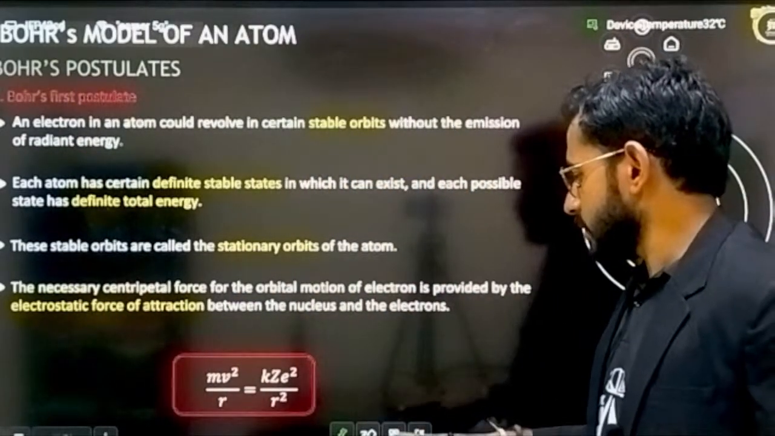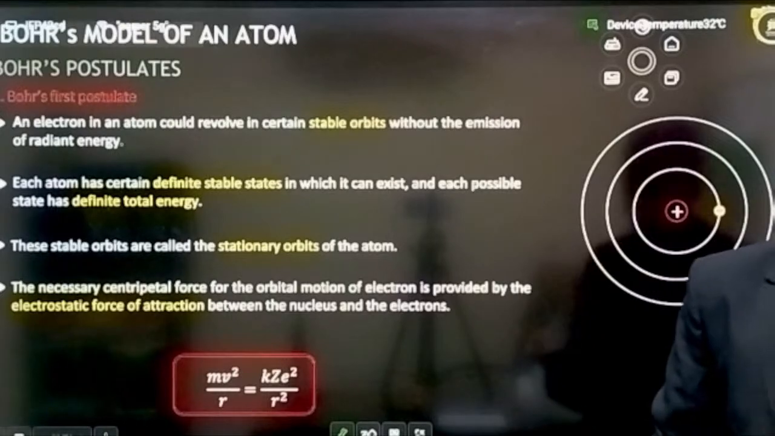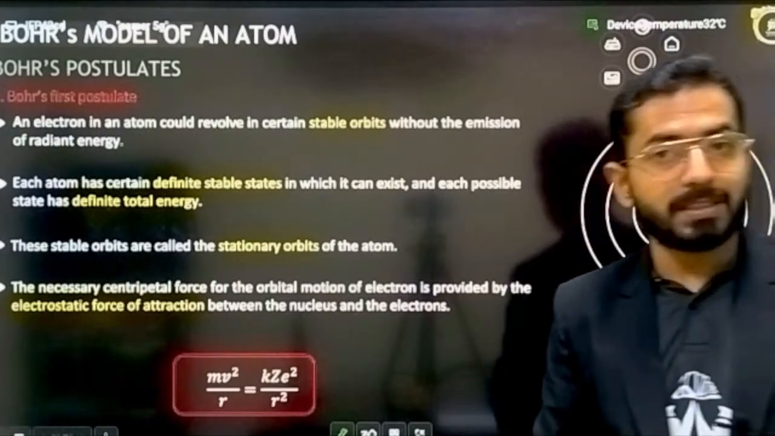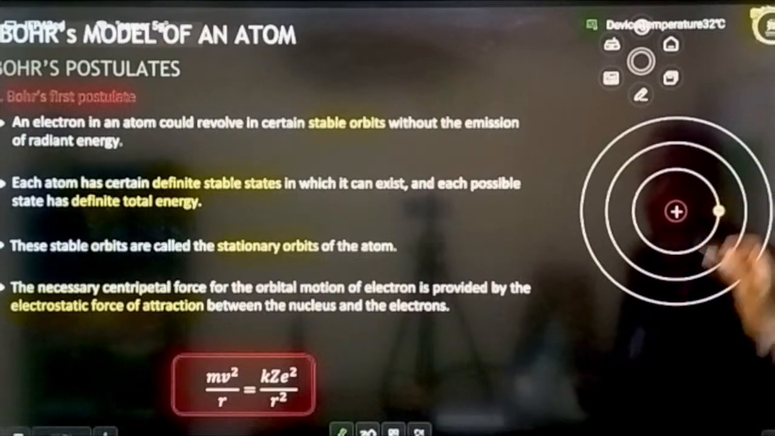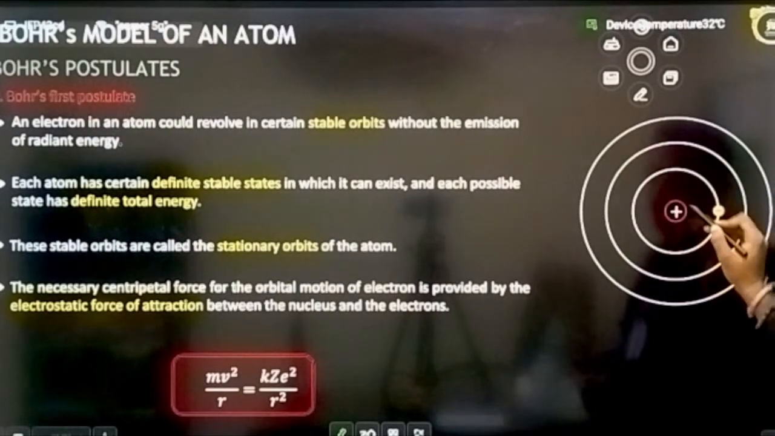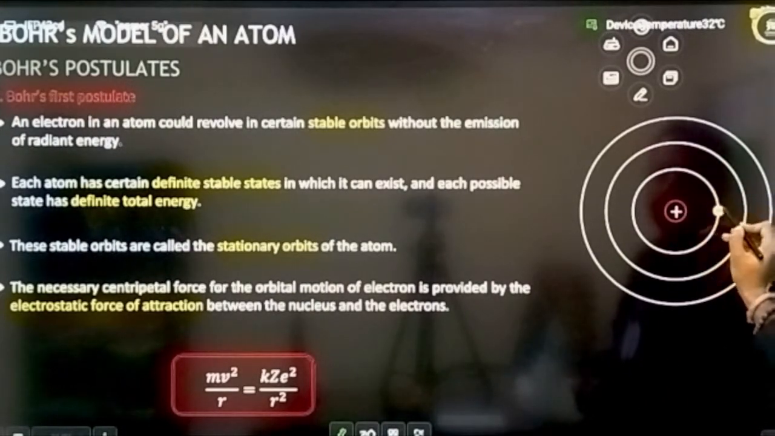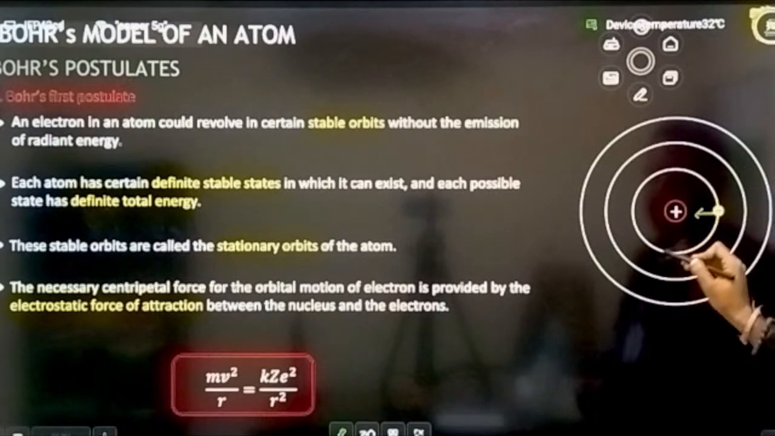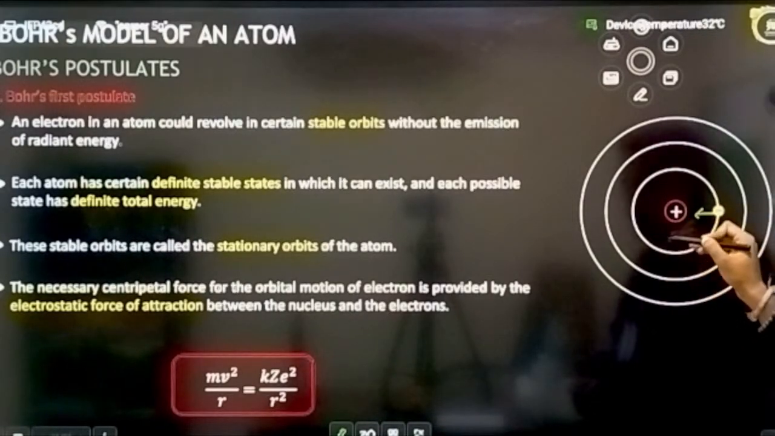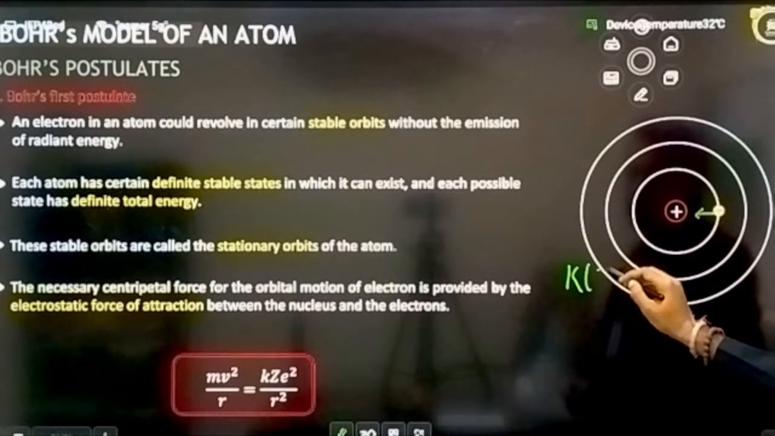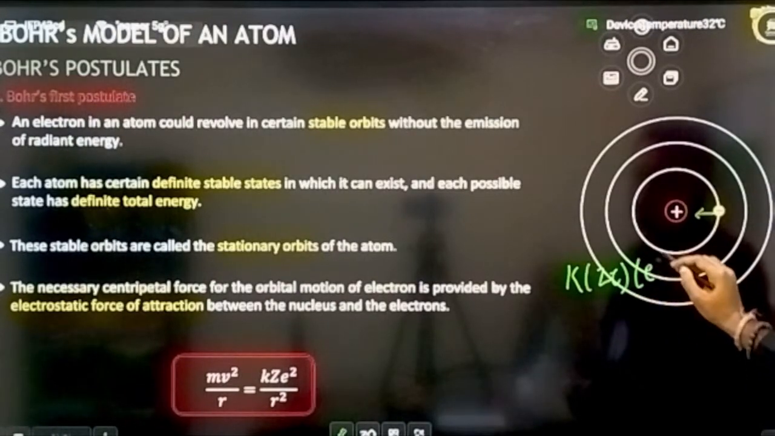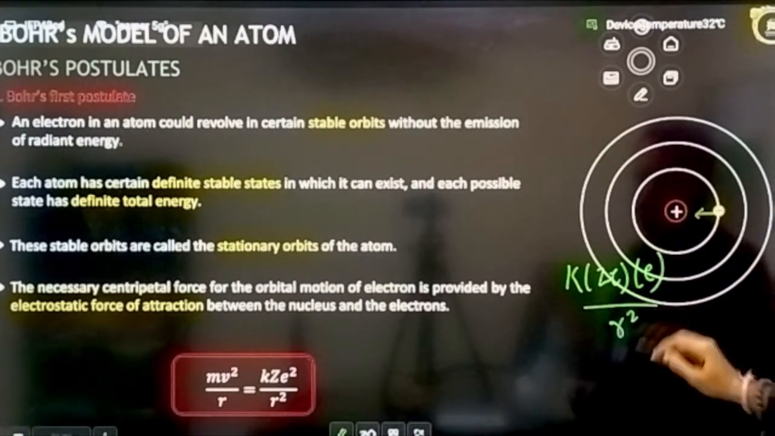So what he has said is that electrons are revolving in a circular motion. If electrons are revolving in a circular motion, it is mandatory to have a centripetal force. And how is that centripetal force coming? Now understand it. This is an electron, this is a positive charge, that means the nucleus. That means this electron will always have a Coulomb force toward the center. And what will that Coulomb force be? That will be K Ze into e, that is the electron, divided by radius r square.